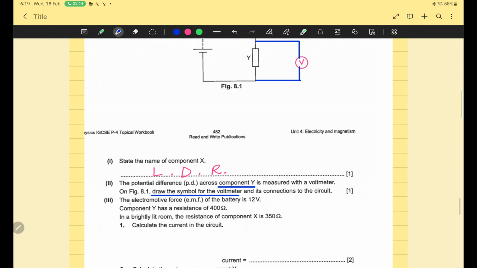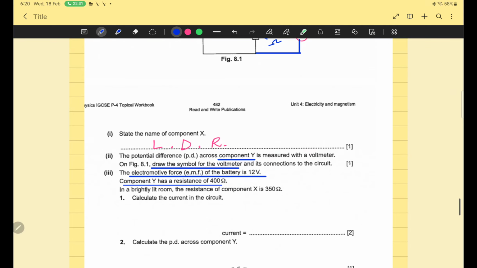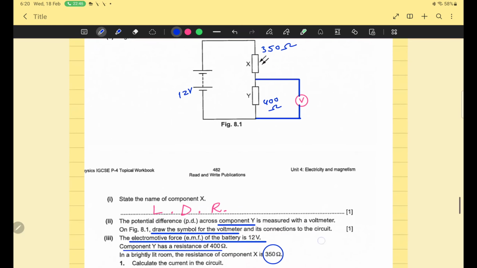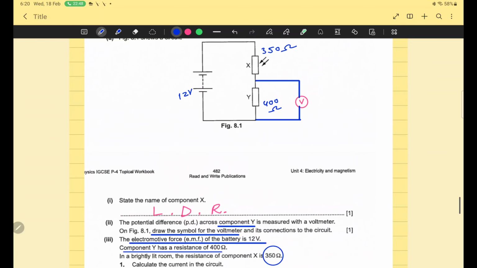And now the battery is 12 volt. Okay, I am writing the battery is 12 volt. Component Y resistance is 400 ohm. In a bright room, the resistance of X is 350. So, sir, we are given the resistances and we are given the total voltage.